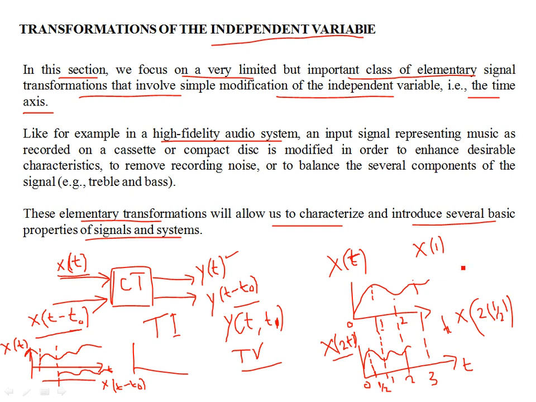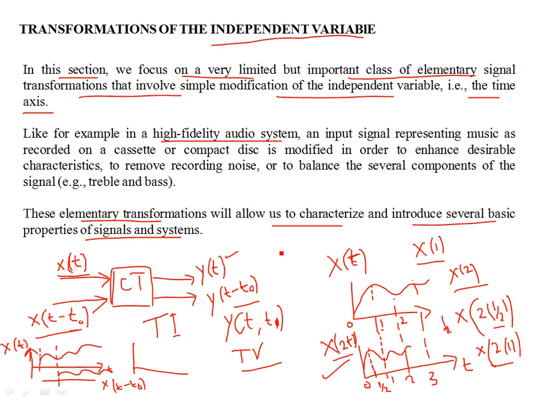Because you see the data: whatever is true at x equal to 1 has to be true at t equal to 1 by 2 in this figure down here. Similarly, whatever is true at x equal to 2 will be true at t equal to 1. So this is the compressed data. The physical interpretation of x(2t) is that you are playing your audio tape or recorded media at twice the speed.